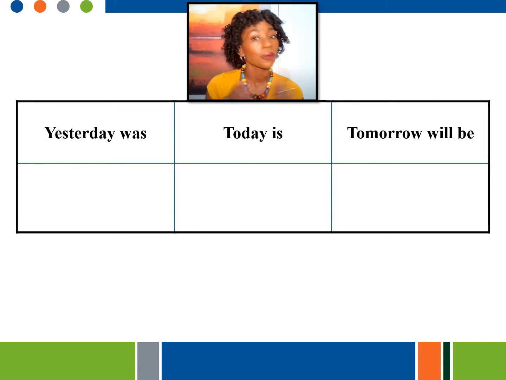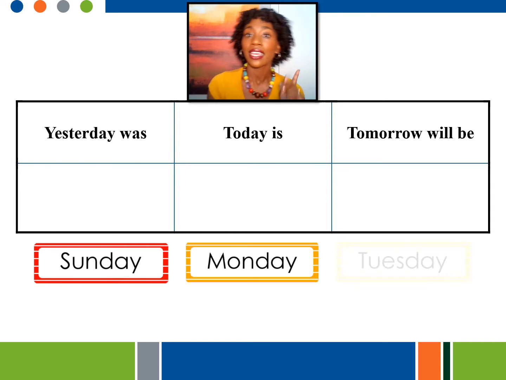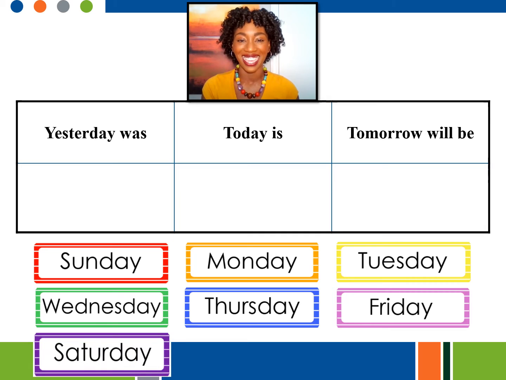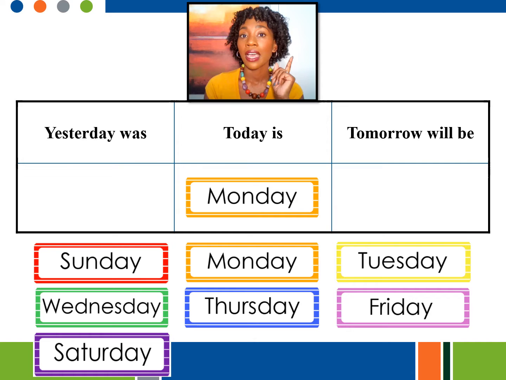Now, let's go ahead and say our days of the week together. And we always start with Sunday, Monday, Tuesday, Wednesday, Thursday, Friday, and Saturday. And we know from our calendar that today is Monday.